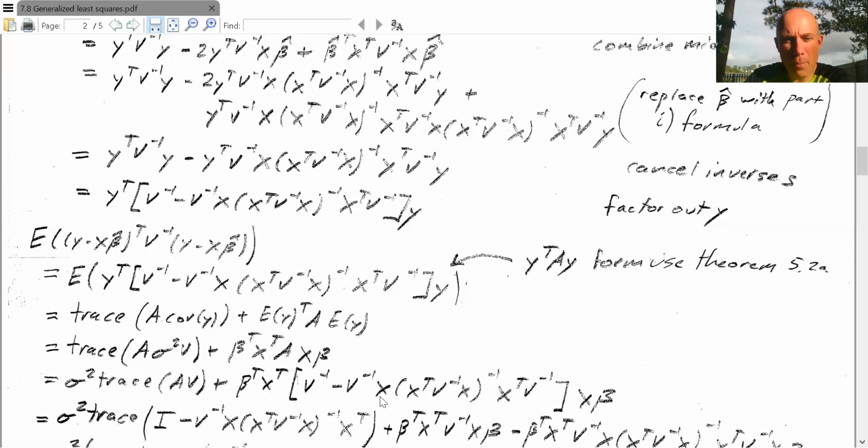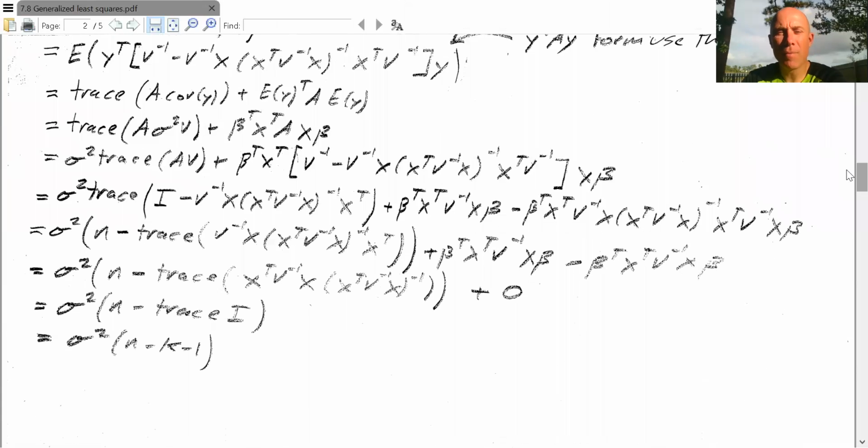Now, let's see what happens with this. I'm going to distribute the beta transpose, X transpose. I'm going to distribute X times beta. All right, so now I've got, so here is the trace term.